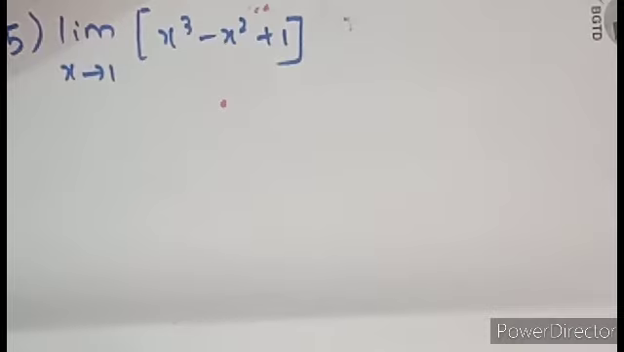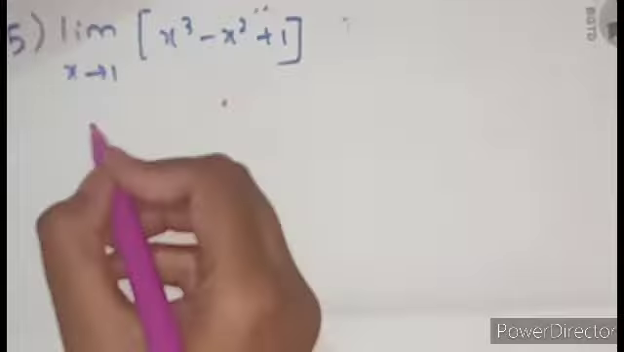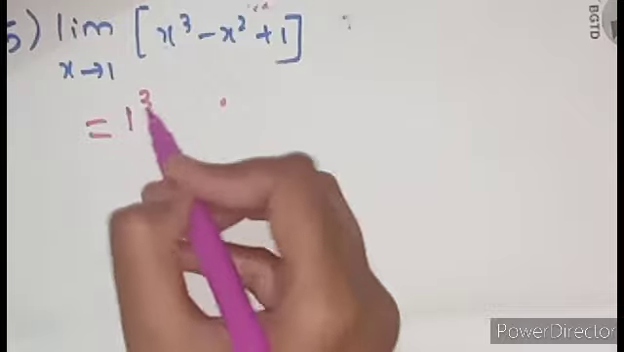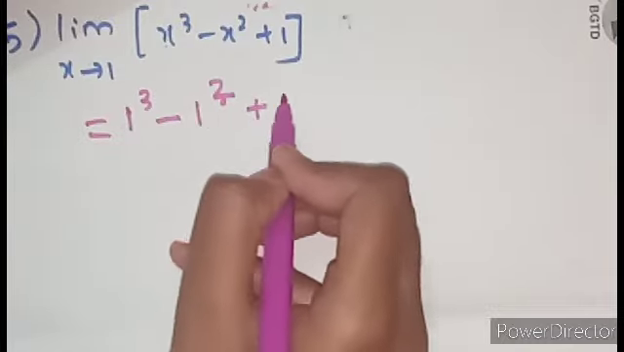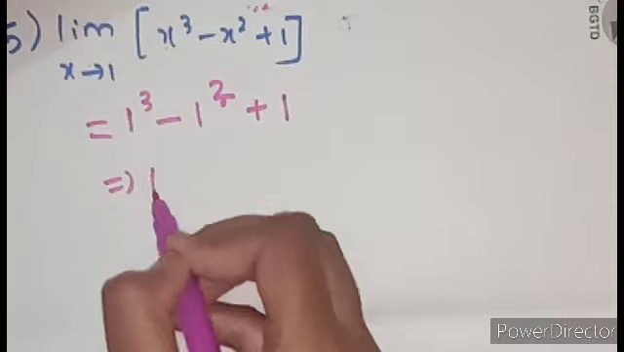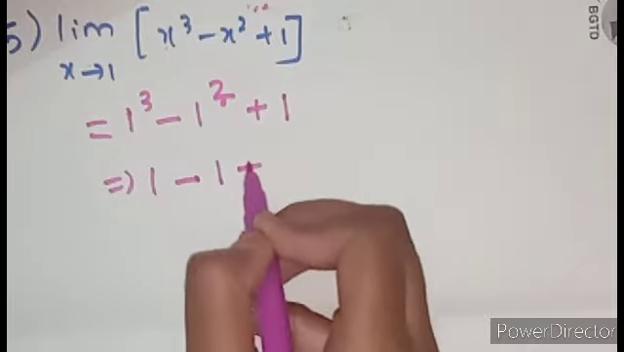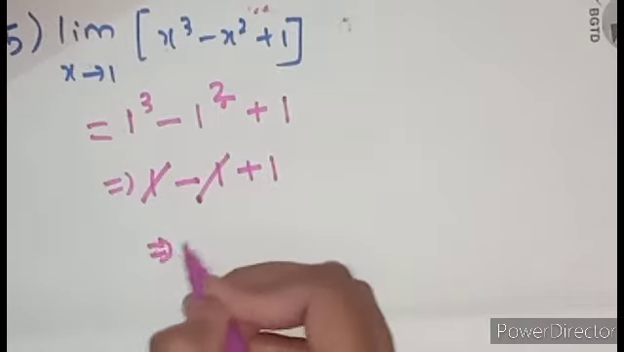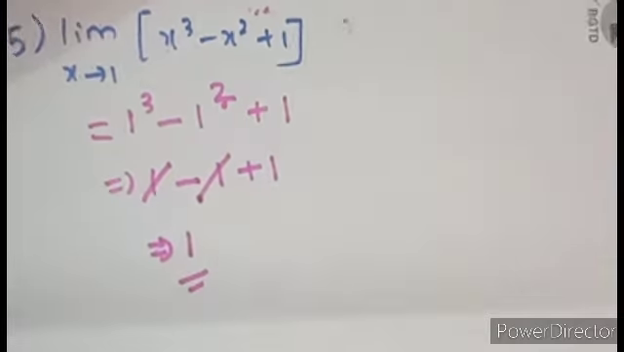The fifth question is limit x tends to 1, x cube minus x square plus 1. Here x is tending to 1, so in place of x we have to substitute 1. 1 cube minus 1 square plus 1 as it is. 1 cube is 1, minus 1 square is 1, plus 1. Plus 1 minus 1 gets cancelled, so we have got 1. This is the required answer.